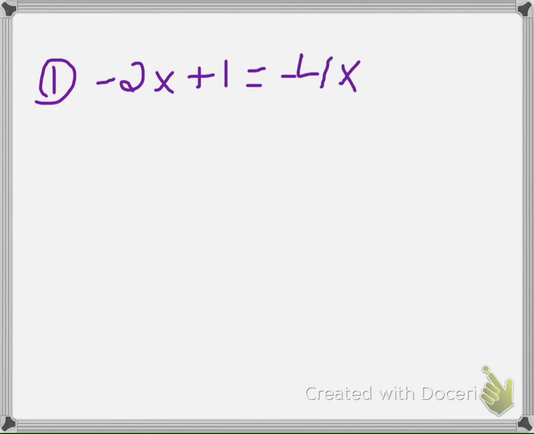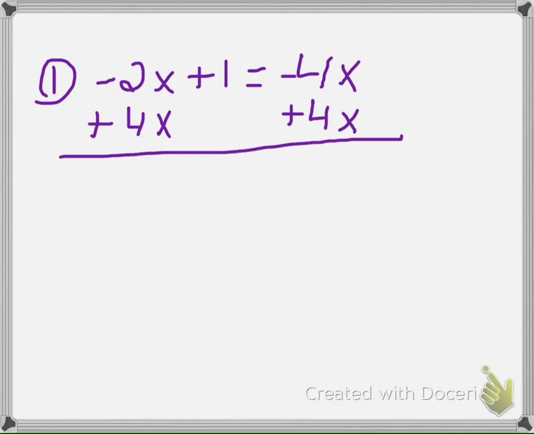Okay, so the first problem, negative 2x plus 1 equals negative 4x. The first thing I have to do is get the variable on just one side. I'm going to add 4x, because I want to get rid of this negative 4x. So I'll add 4x here, which means I have to add 4x over here. You have to do the same thing on both sides. This zeroes out, so 0. And this is going to be equal to positive 2x.